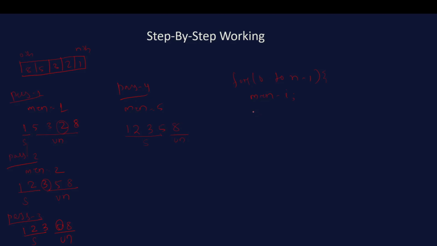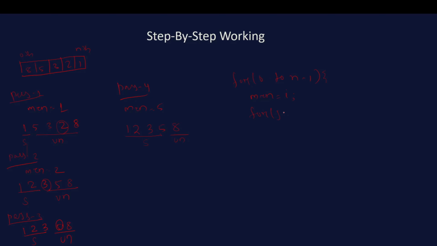So after this, again we will run another inner loop. The inner loop is for finding the minimum element. So this outer loop is for the passes, and the inner loop is to find the minimum element and to update the exact minimum index in the main loop.